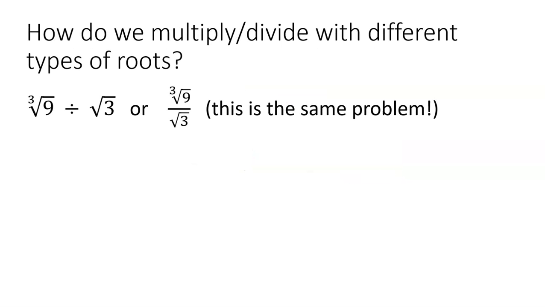But what do we do when we have different types of roots? I have one problem written two different ways. So for now, let's focus on the left-hand side. I'll come back and show you the right-hand side in a moment. We've got the cube root of 9 divided by the square root of 3. So we don't have the same roots on the outside. What do we do? We'll follow these steps.